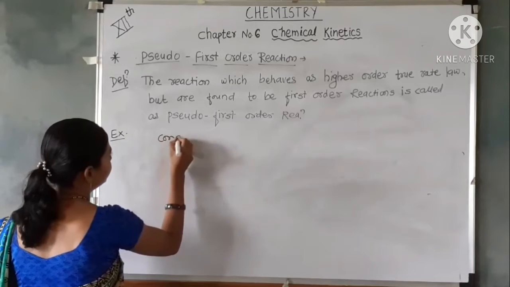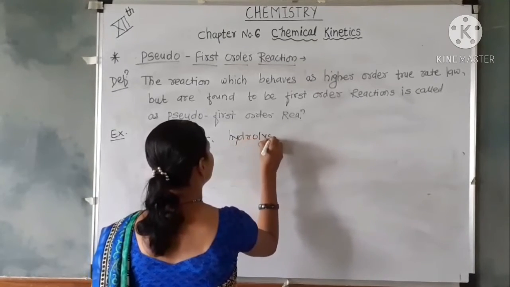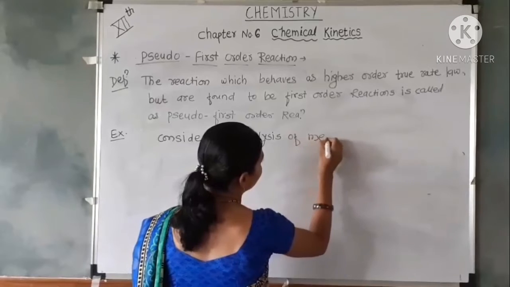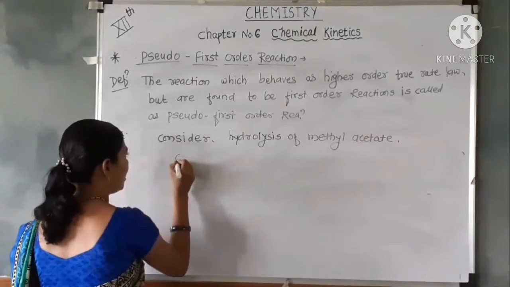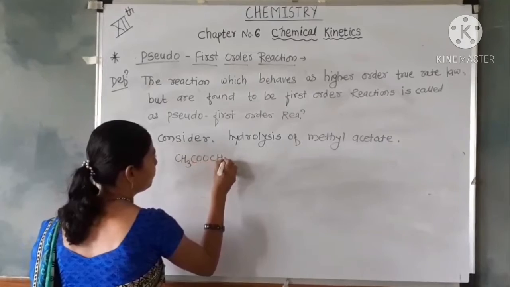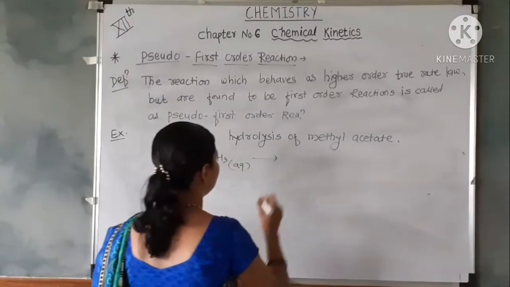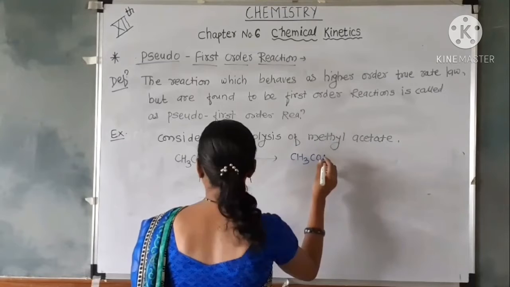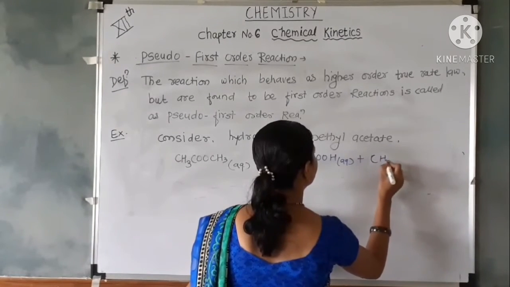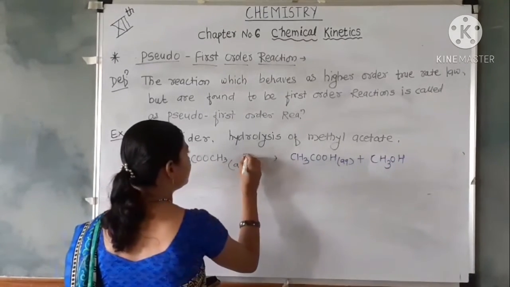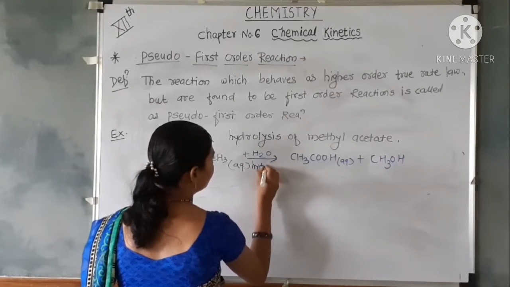consider hydrolysis of methyl acetate. If we hydrolyze methyl acetate, CH3COOCH3 in aqueous form, it is hydrolyzed to give CH3COOH, acetic acid, plus CH3OH, because we have to hydrolyze it by H2O.